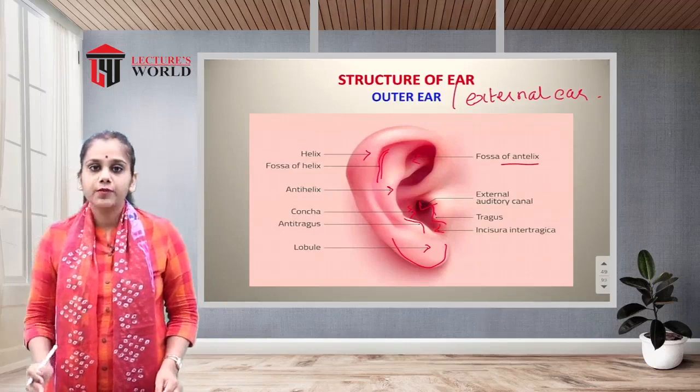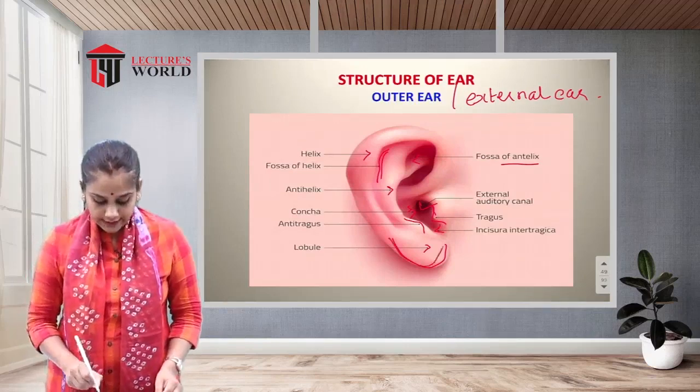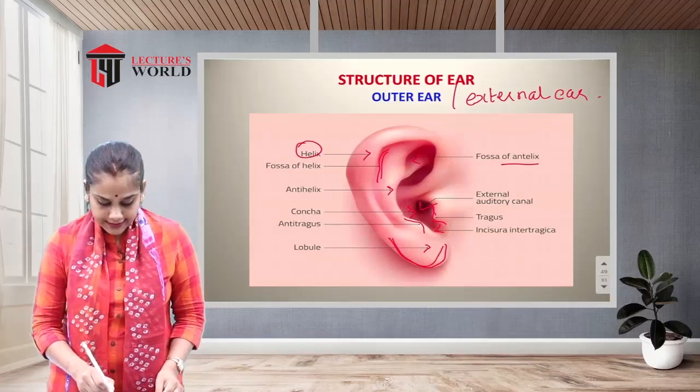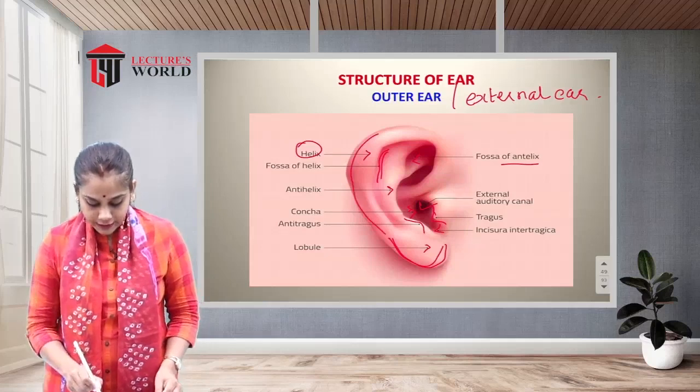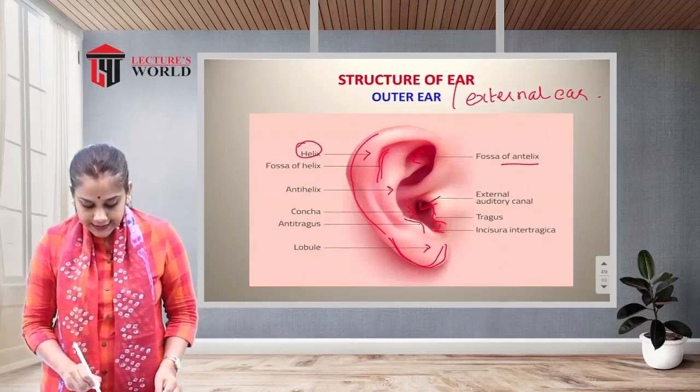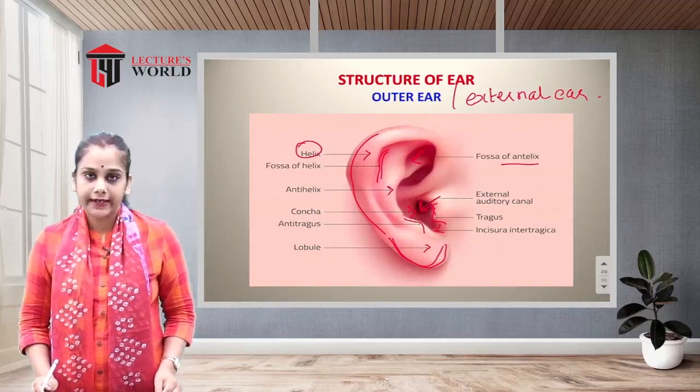The most important parts are the lobule and the helix. See, this is the helix. See, this is the fossa of the helix. See, this is the external auditory canal.